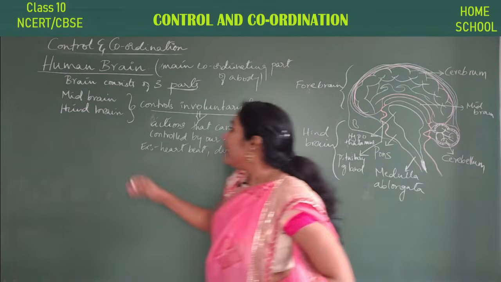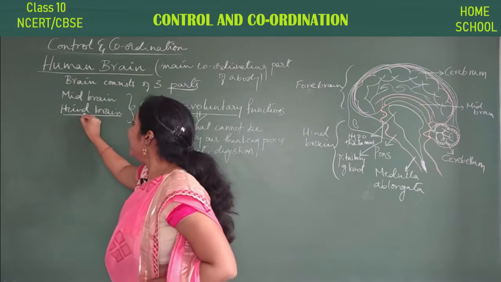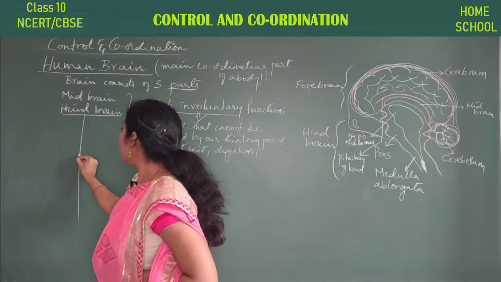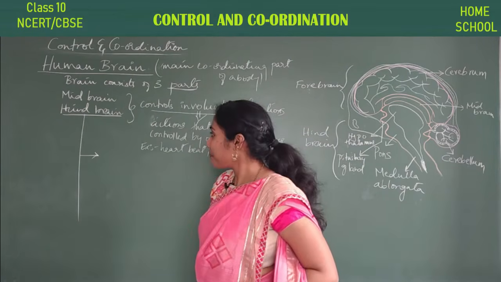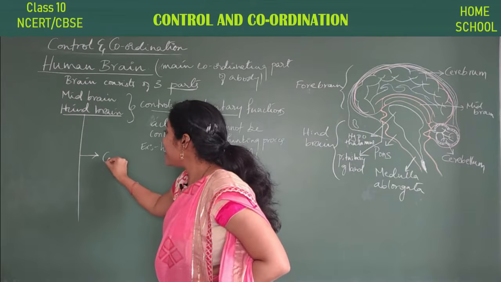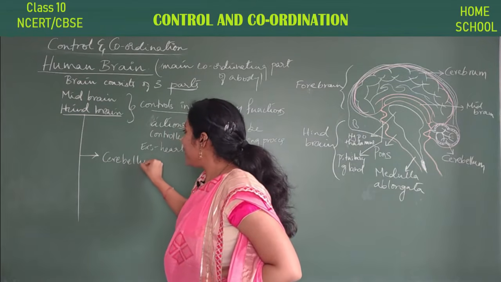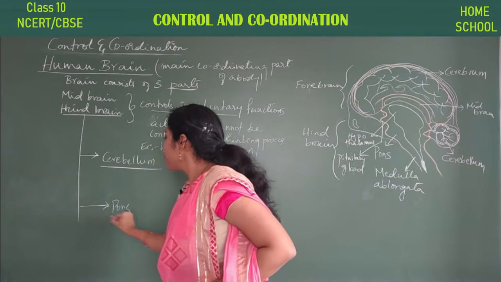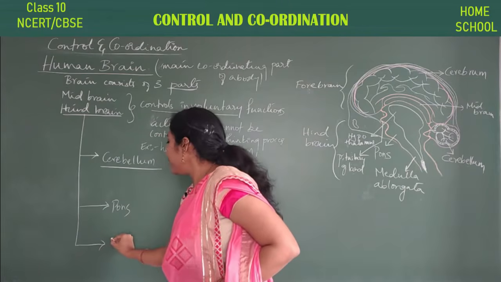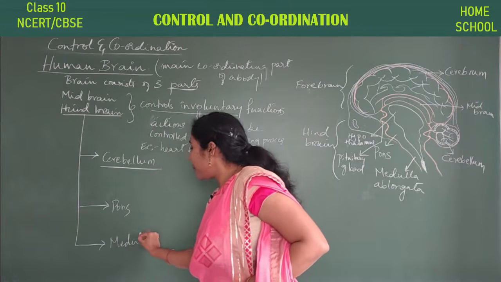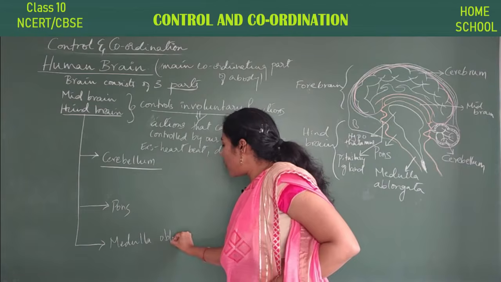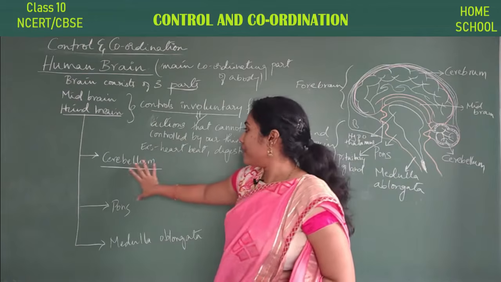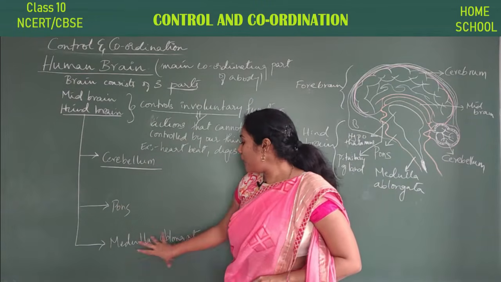Okay, now let us see that the hindbrain is again divided into three parts. I am going to tell you the parts of the hindbrain. The first one is the cerebellum, a very important part. Next is the pons, and the last part of the hindbrain is the medulla oblongata. So there are three parts in the hindbrain: cerebellum, pons, and medulla oblongata.